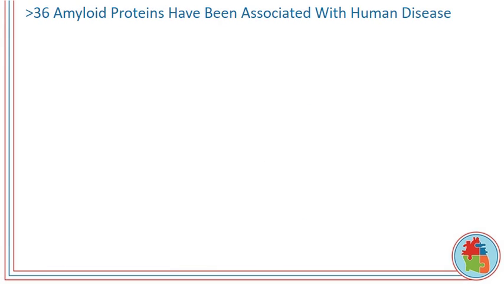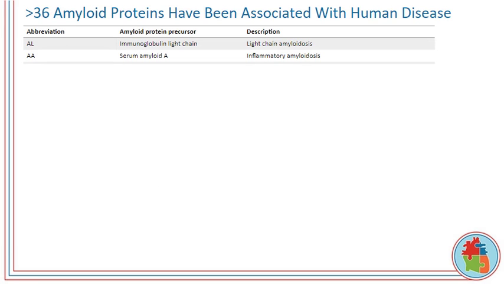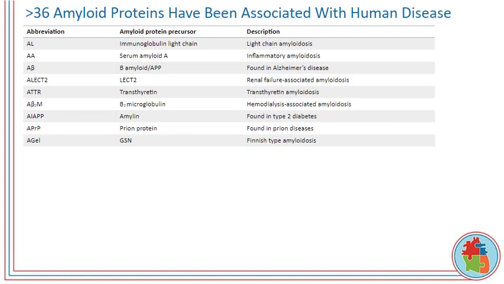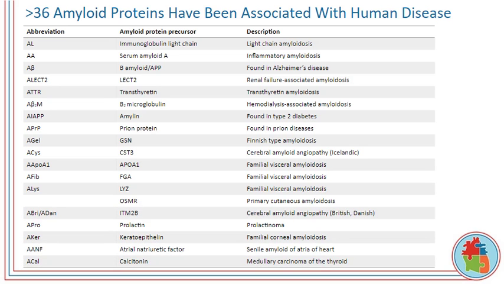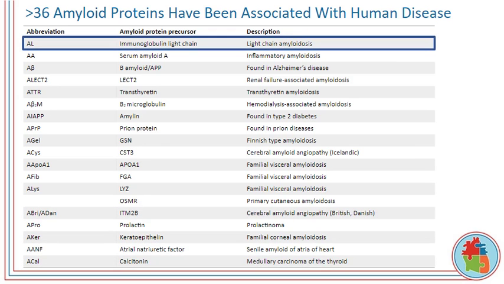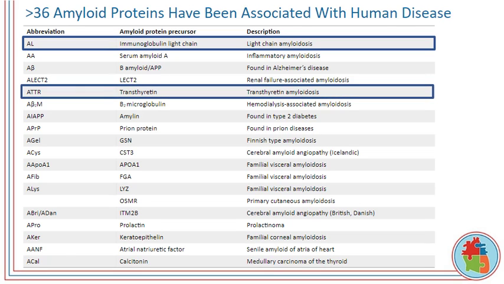There are many different types of amyloid proteins associated with human disease. Some of them, or most of them, are listed here, but the most important are AL, or immunoglobulin light chain amyloidosis, or transthyretin amyloidosis, or ATTR. The rest are very rare and should be considered in selected cases, but for the most part, more than 95% of all cases of amyloidosis are associated with either AL or ATTR.